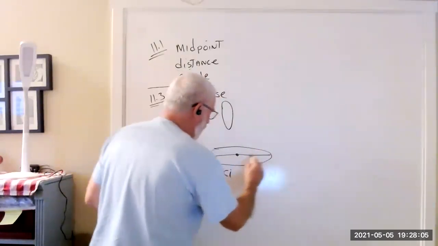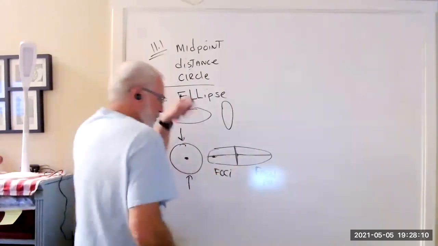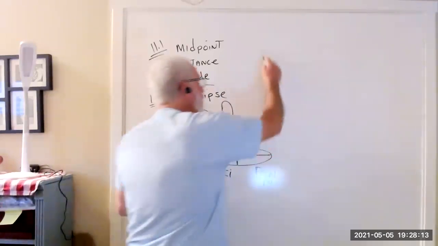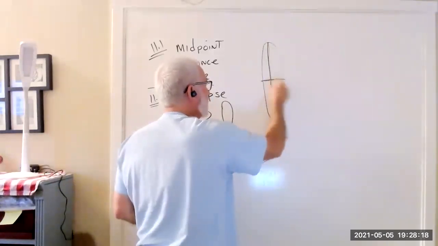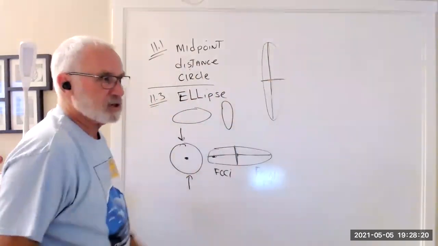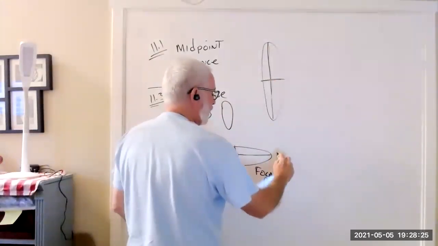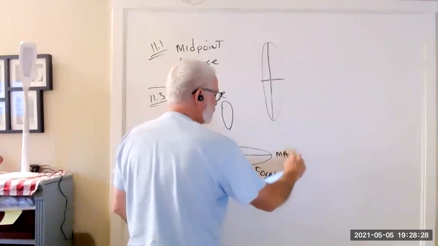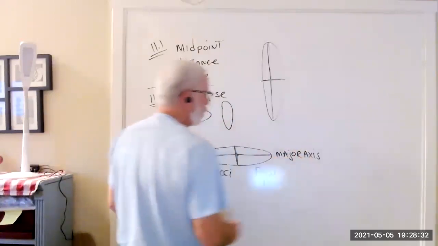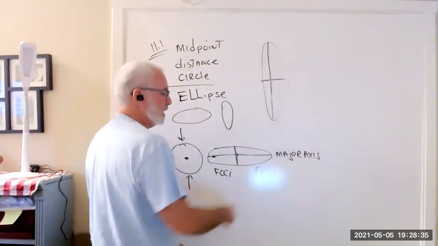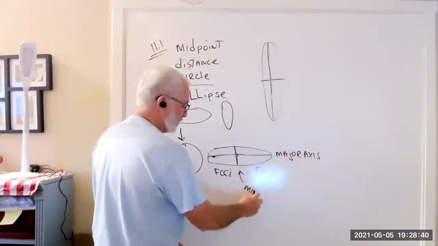There's a long axis and there's a short axis. Depending on which way you squish it, if you squish it this way, then your long axis is this way and your short axis is this way. That just depends on how you squish it. The long axis is called the major axis. The long one, whichever way it is long, that's the major axis. And your short one is called the minor axis.